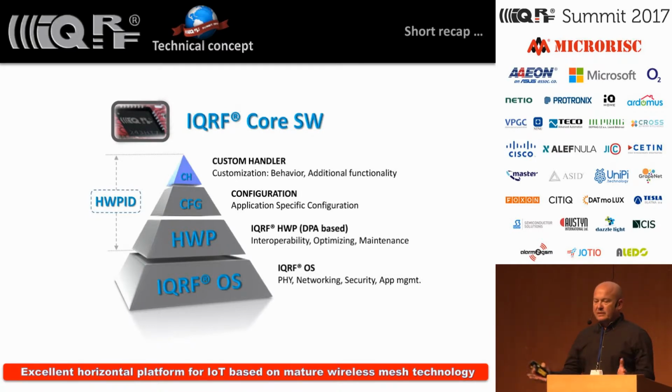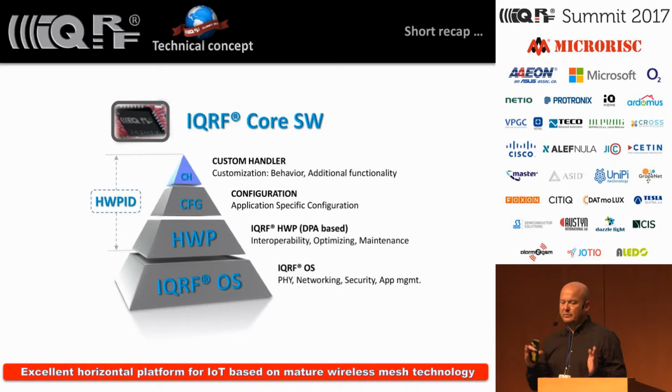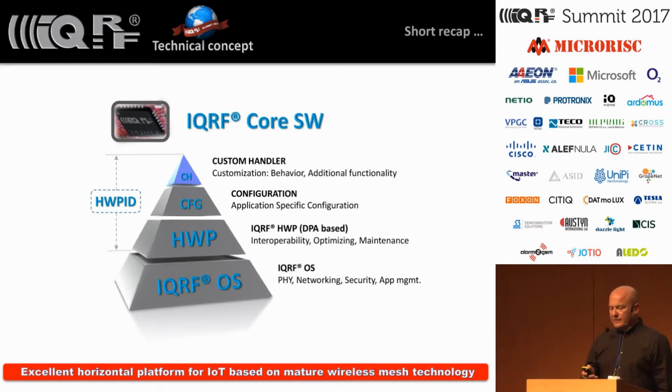To customize it, you have configuration. And above that, the next customization is the custom handler, which allows customization of behavior and provides additional functionality. These last three layers define the hardware profile ID. So it means, as you already got information, that coded in the hardware profile ID there is also the manufacturer ID, plus the device functionality.